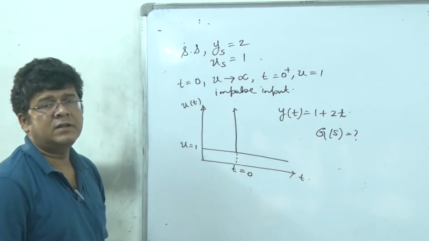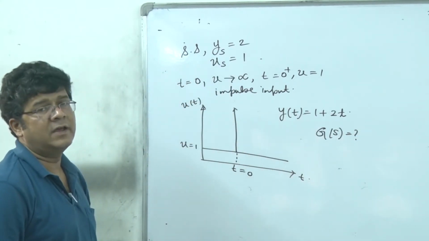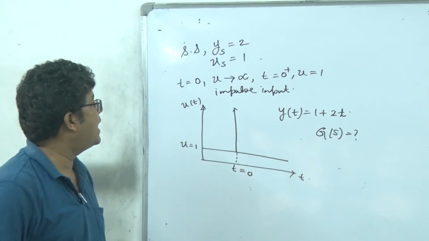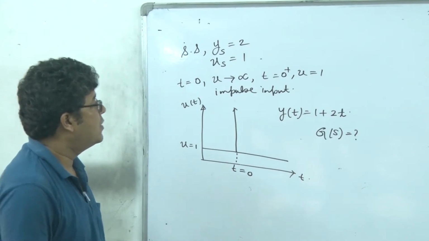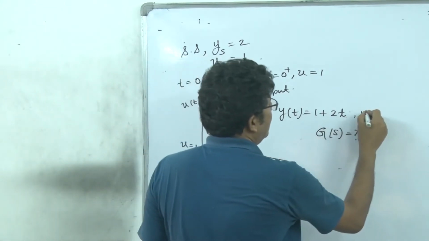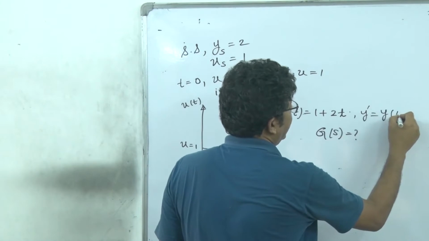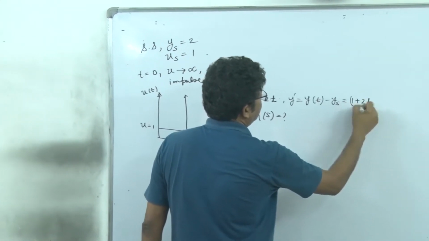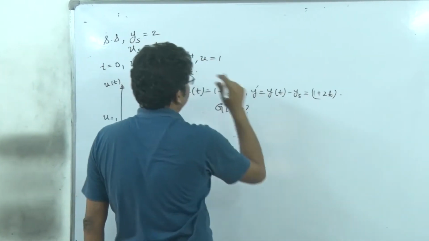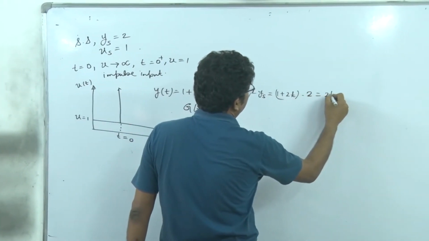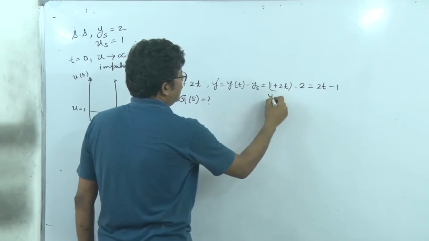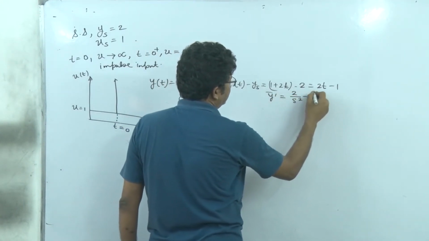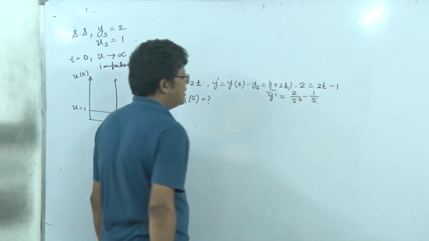You see here the only point is understanding of deviation variable. If you solve directly with y and u, you will get wrong answer. So you have to get y prime, which is y(t) minus y_s, and that is 1 plus 2t minus this 2. So it is 2t minus 1. So y prime bar, the Laplace transform, will be 2 divided by s square minus 1 divided by s.